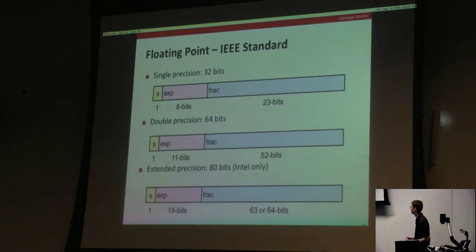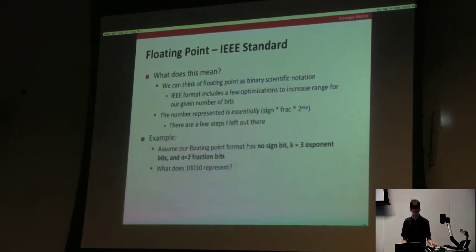And then there's also another 80-bit standard that's not as standard because it's not used everywhere. It's an Intel-only thing that gives you even more precision than a double, but those aren't used too often. Okay. So it's like a simplified binary scientific notation, and we'll go over what it really is in a moment. But you're essentially doing the sign bit times the fractional component times 2 to the whatever the exponent is. There are a couple other things in it. But here's an example: 3 exponent bits, 2 fraction bits, 1 0 0 1 0. We'll get to it shortly, but first we should talk about how these things actually work.